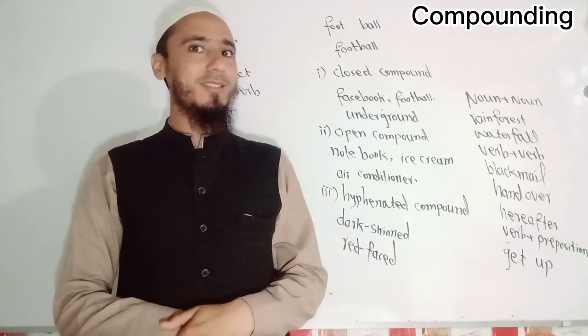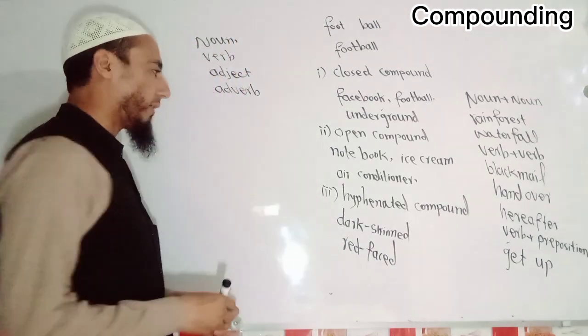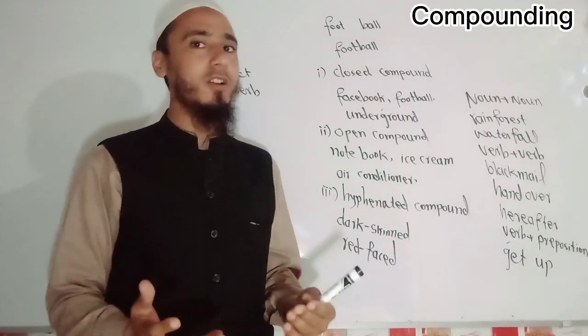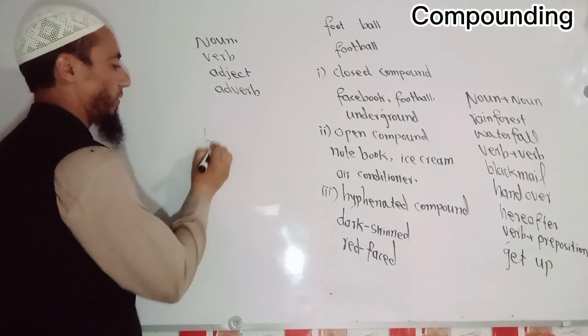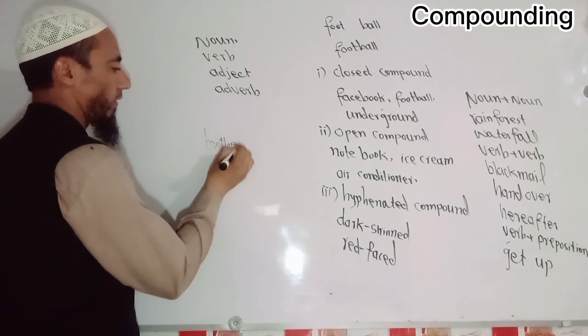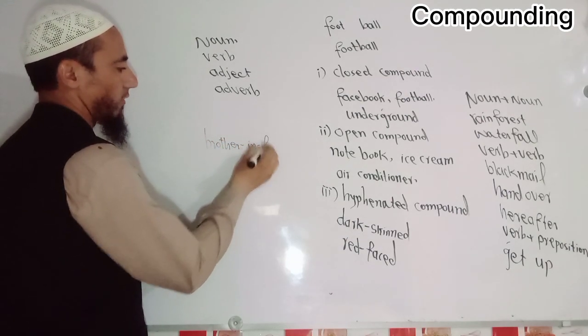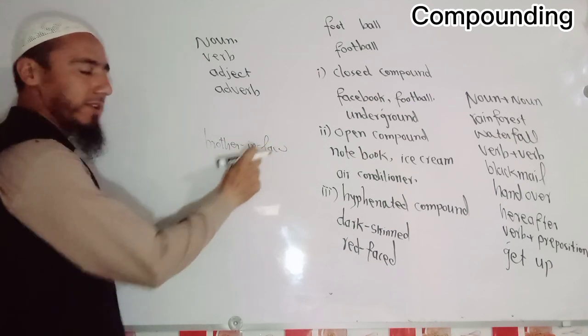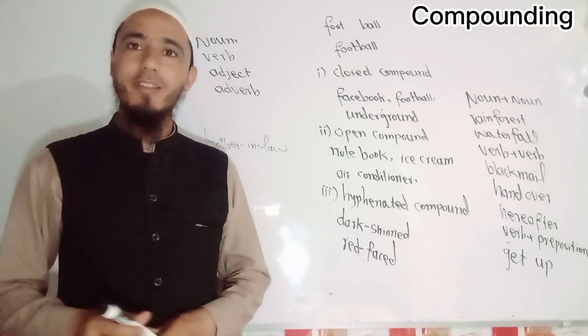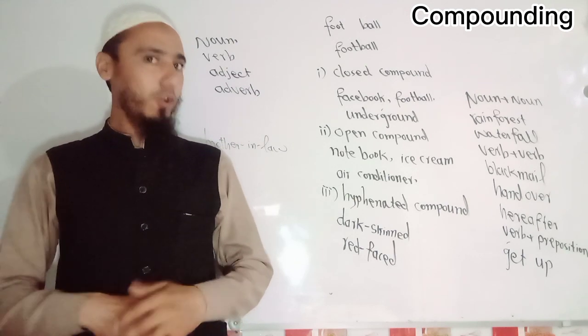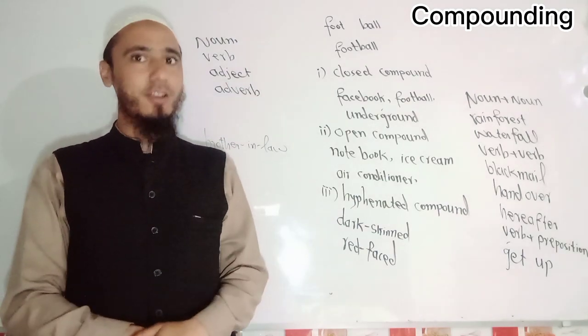So I think this topic is clear, but remember that most hyphenated compounds are like brother-in-law. Take the example of brother-in-law. So here a hyphen is there. Brother-in-law, sister-in-law, mother-in-law, father-in-law, etc. So hope that this topic is clear to you.